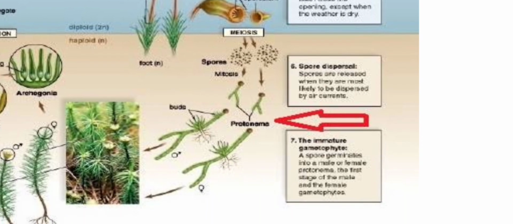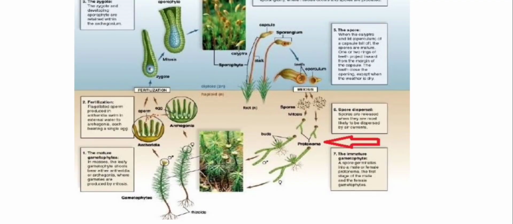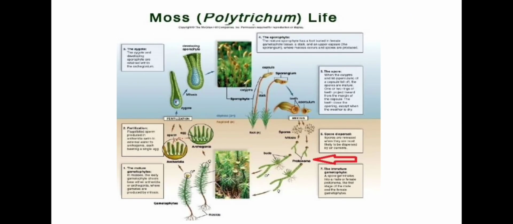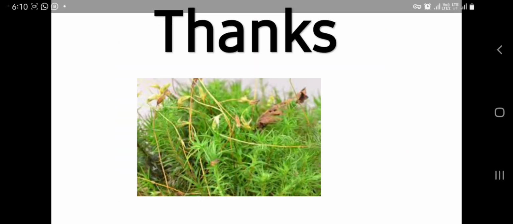Spores then disperse into the air and they have exine and intine. Exine ruptures and intine comes out and then grows into a new plant by forming protonema. So that's all about the Polytrichum. I hope you understood this topic. Thank you for listening.